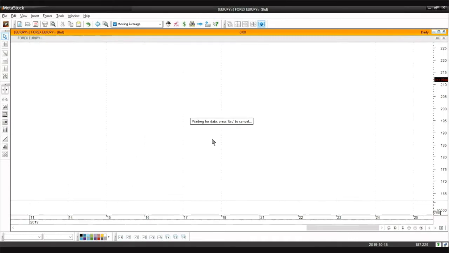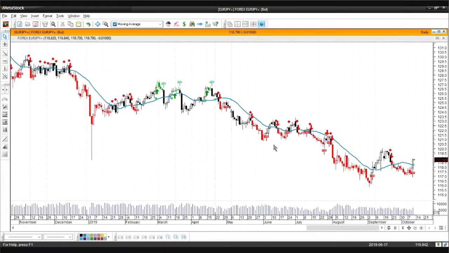Let's look at the Euro JPY. This is the daily chart on the Euro JPY. Again, when there's a trend, it's very easy to jump on board. It's really, really effective. Let me know what time frame you want to look at as well.